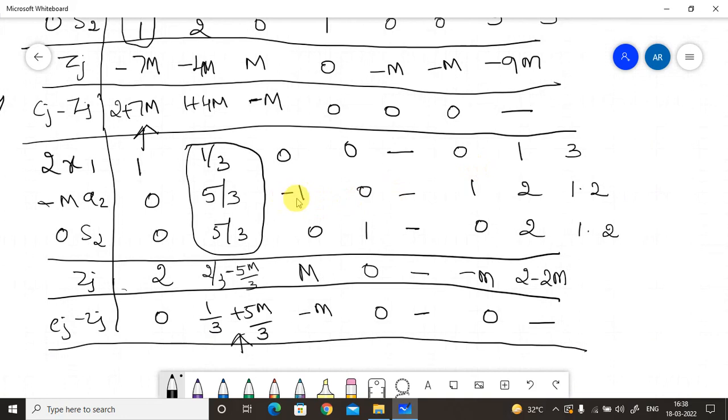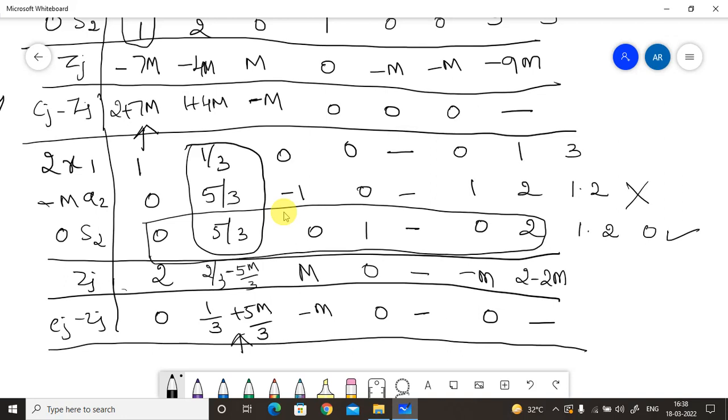So minus 1 by 5 by 3 you have to do. Minus 1 by 5 by 3 is always a negative number, so we are not going to consider this value. What is left then is 0 by 5 by 3, which is always 0. So now we are going to consider the third row as the leaving vector. This will become the selected row.